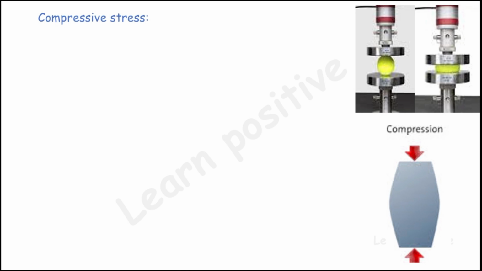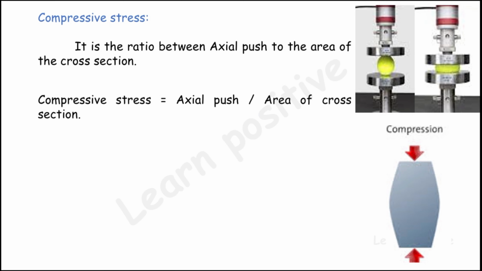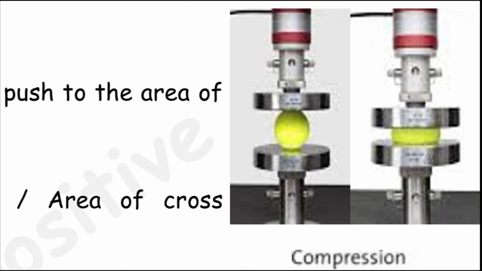You can see the image. What is the compressive stress? In the first image there was a ball between two grippers. So in the second image I am going to compress the ball with the grippers. Due to this, the height of the ball decreases and the cross section of the ball increases.